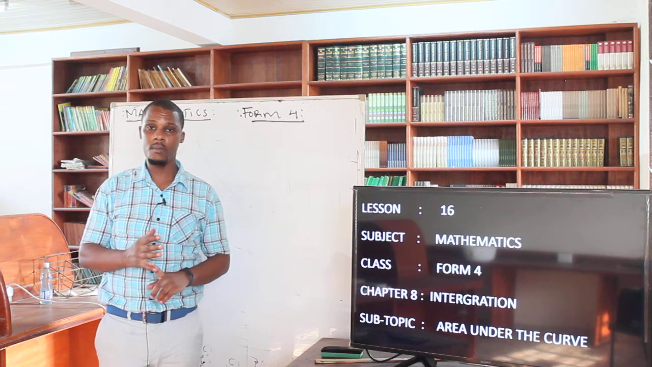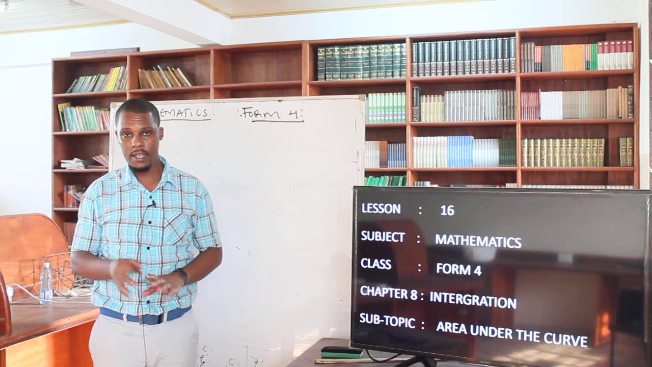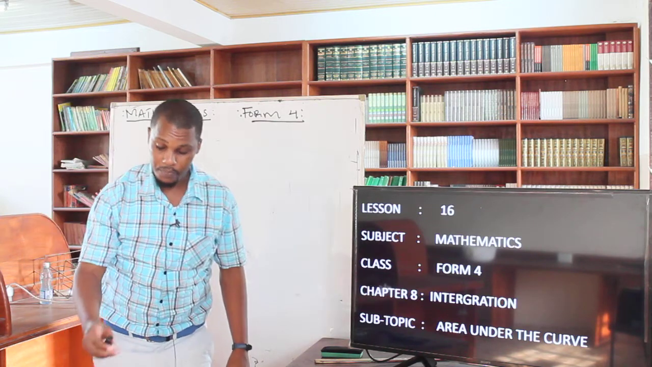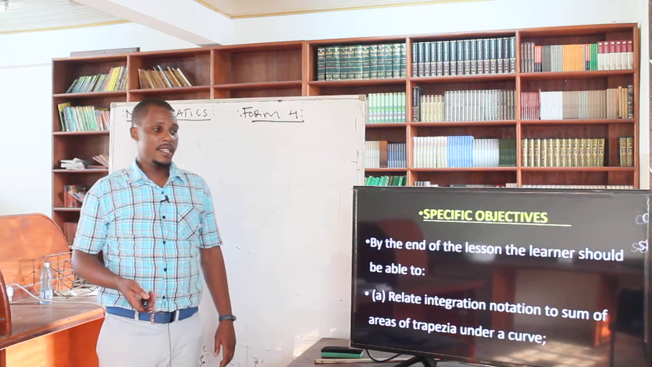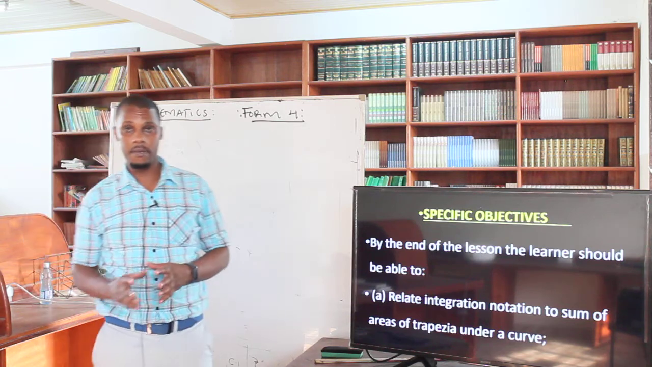So you can use the trapezium rule, you can use the mid-ordinate rule, and then you can compare by getting the exact area using the integration method. So that is going to be my focus today. So as a learner, what are you supposed to be able to do? There are some specific objectives that I want you to know.